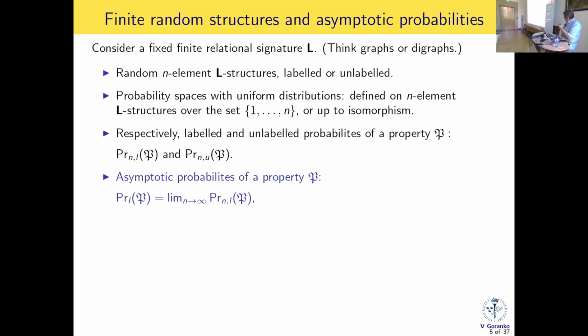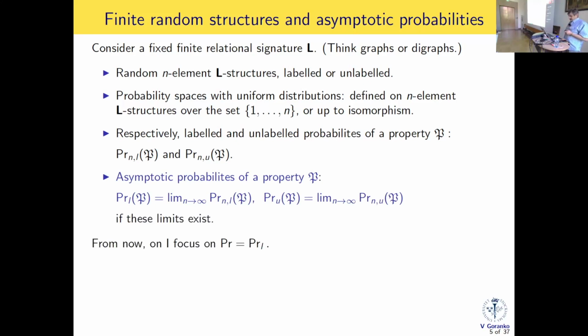If this probability as n tends to infinity has a limit, then this would be denoted that way, and likewise for the unlabeled case. If these limits exist, then we can talk about labeled and unlabeled asymptotic probabilities of this property to hold. For now, I will focus on the labeled case, and you will see why. By the way, notice that this so-called probability measure is not countably additive, so perhaps we should not call it probability.